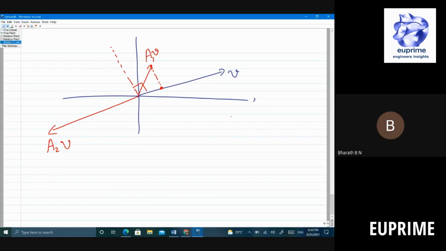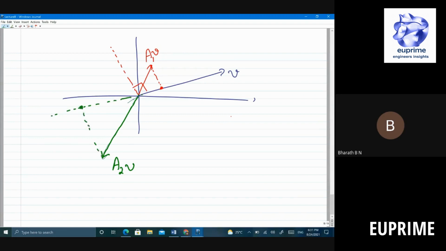What happened to A2v? A2v, the situation is quite different. Maybe I'll not write it like this. So A2v, this is A2v. Now, what is the impact of it? If I take the inner product, what do I get? This is the inner product, right? It's negative. Do you agree?